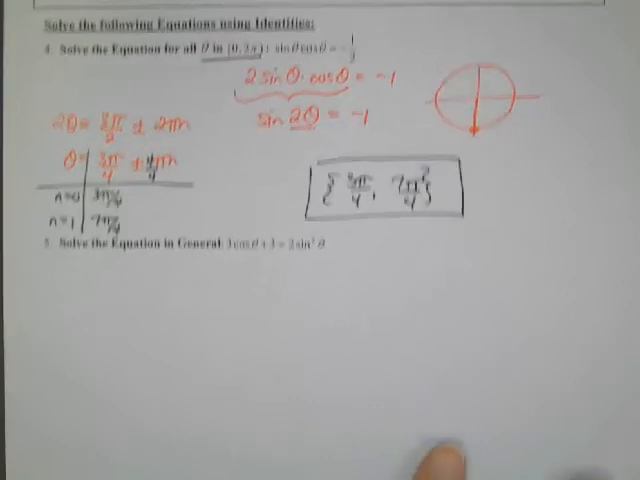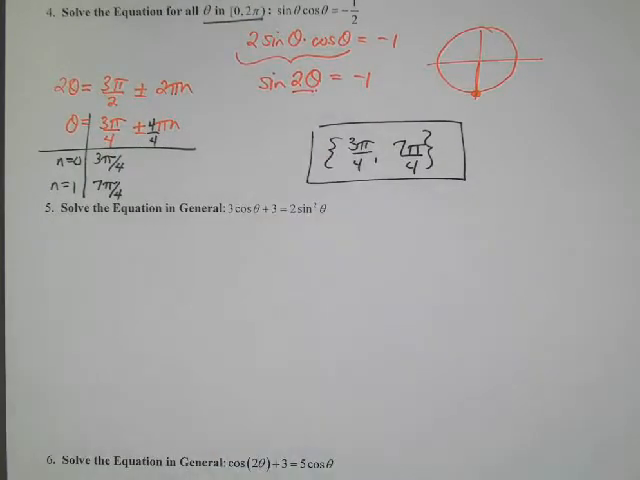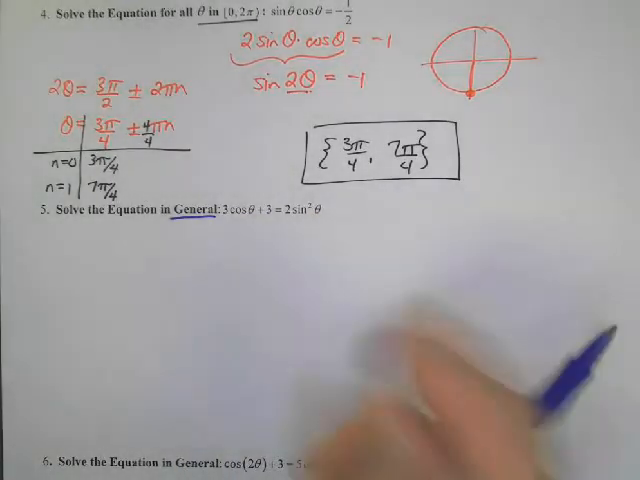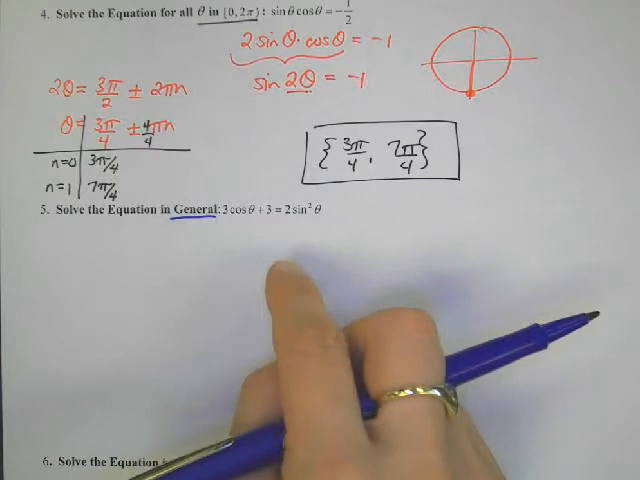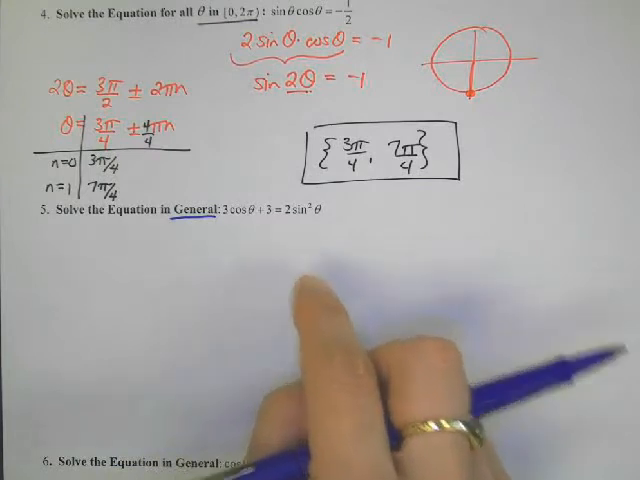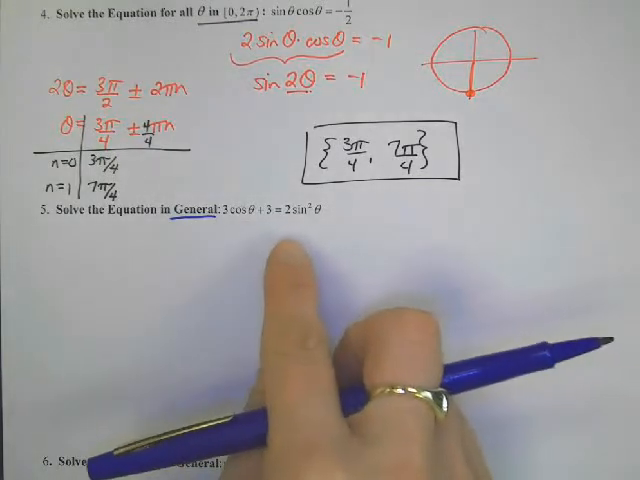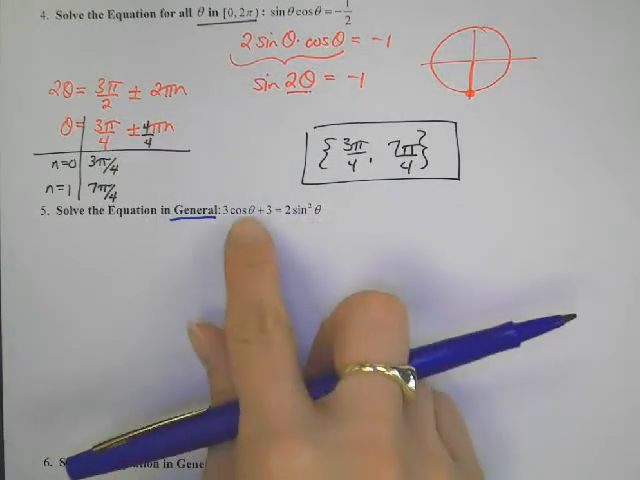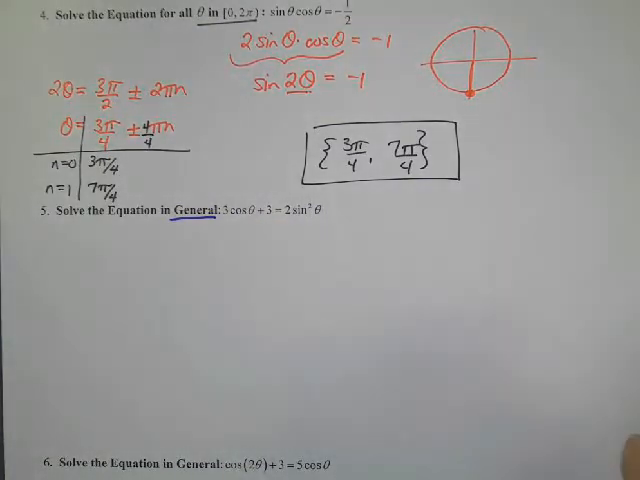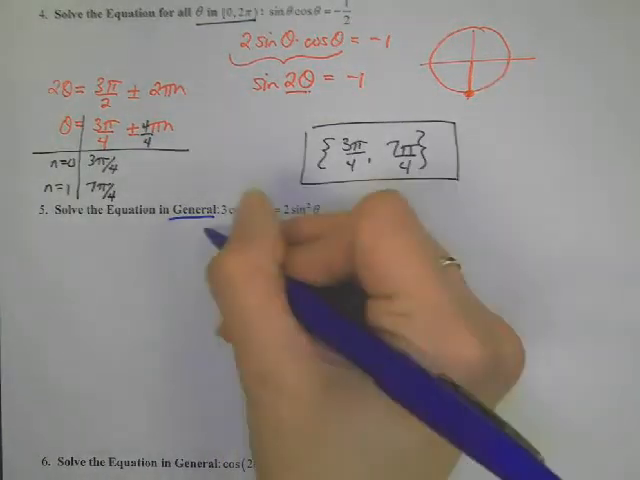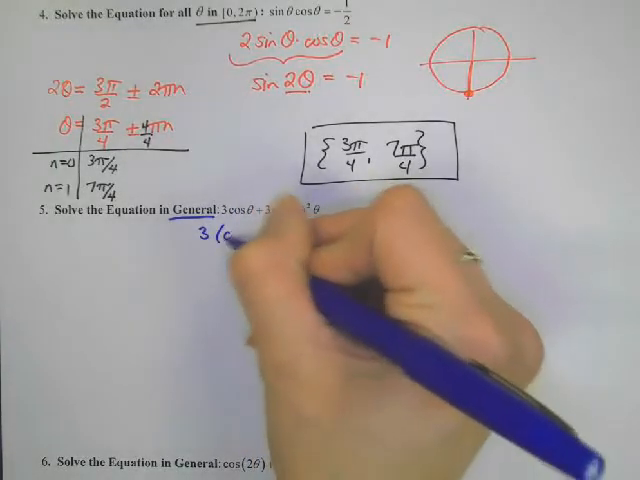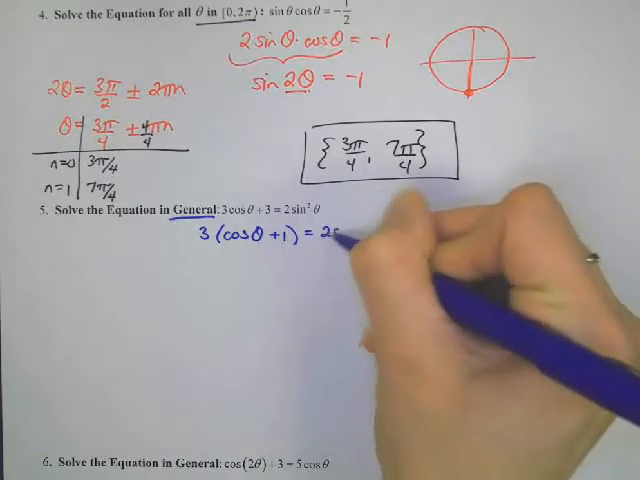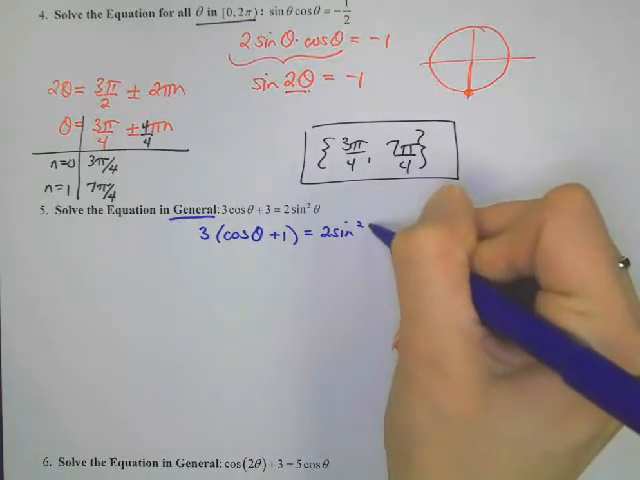Okay, let's take a look at this next one. So be on the lookout for identities. We solve it in general. That means we're going to make an equation. Let's see here. What can we do? We're trying to solve this. And the angles match. That's good news. I got a theta and a theta. Okay, so we could definitely solve this. What if we factor out a 3? That would be cosine of theta plus 1 equals 2 sine squared of theta.